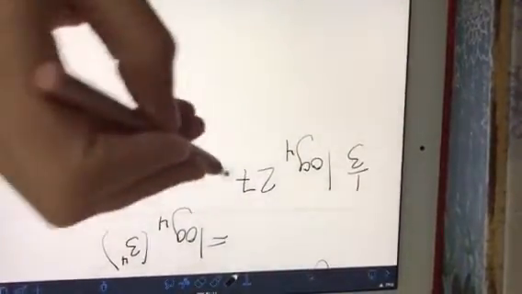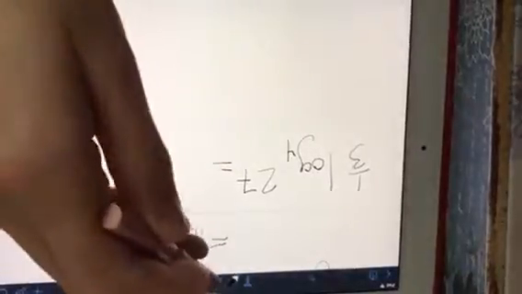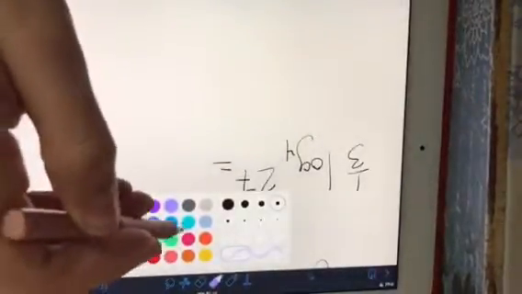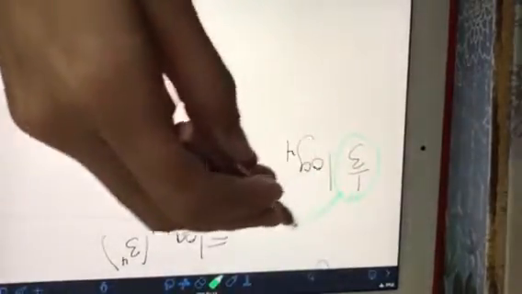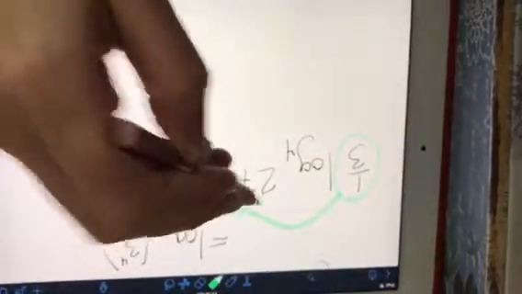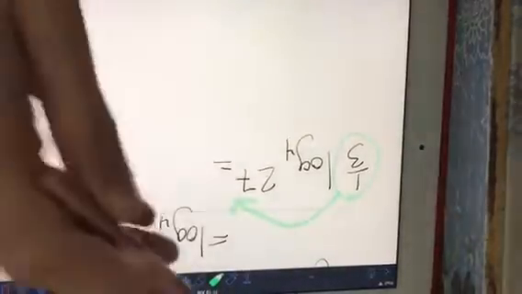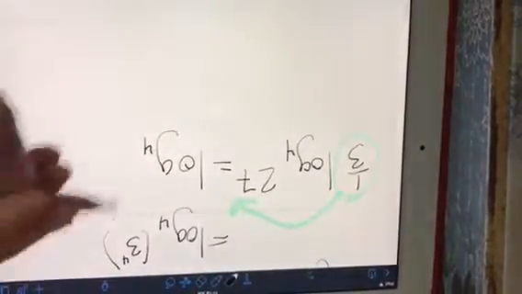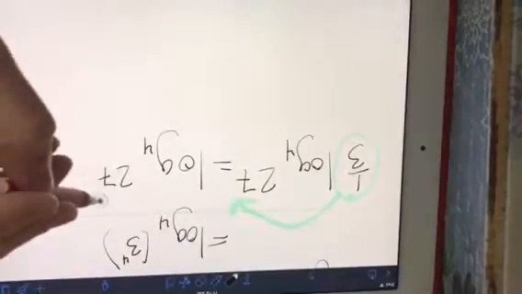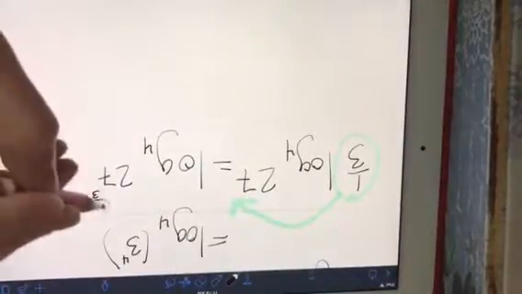Now, as before, we've got this that comes over here and becomes the exponent. So what that looks like is log base 4 of 27 to the 1/3 power.